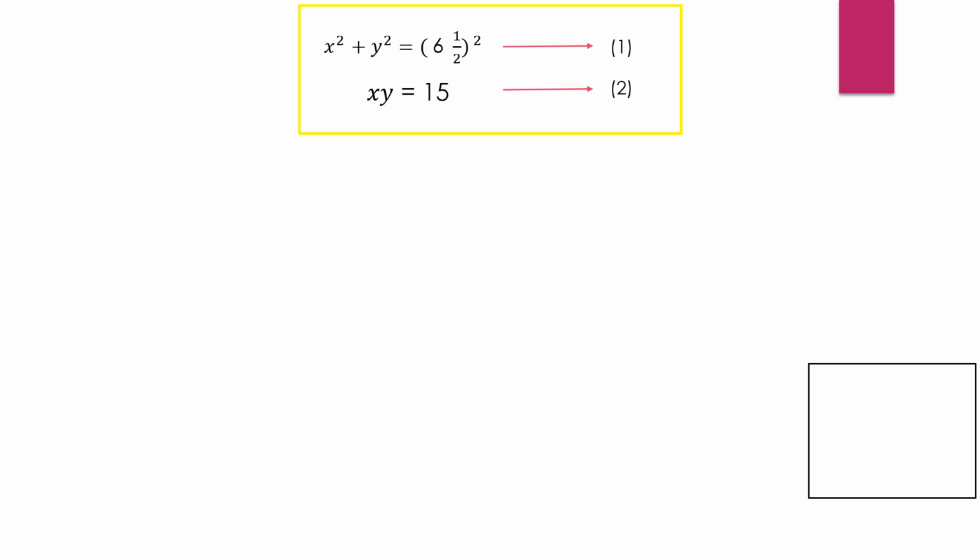You have x square plus y square and xy. Which is the identity consisting of these terms? Very good. It's (x plus y) the whole square equal to x square plus y square plus 2xy. I think this is the first time that we are taking this identity.